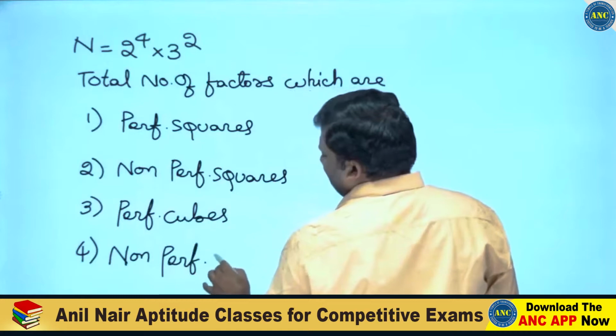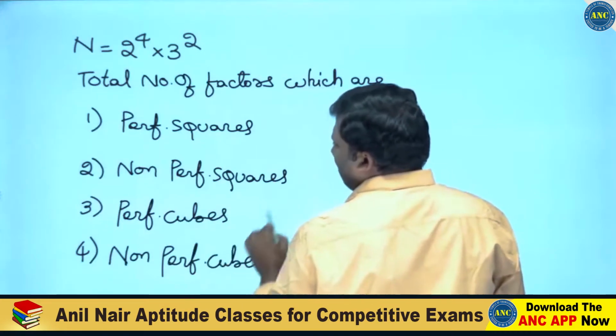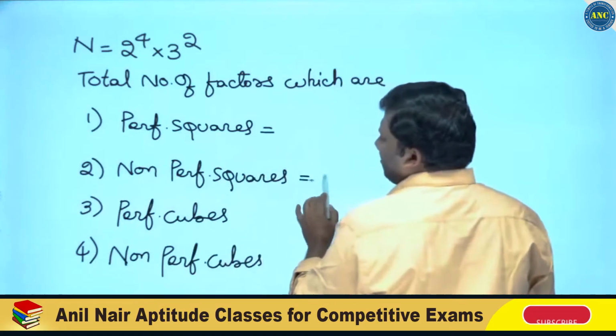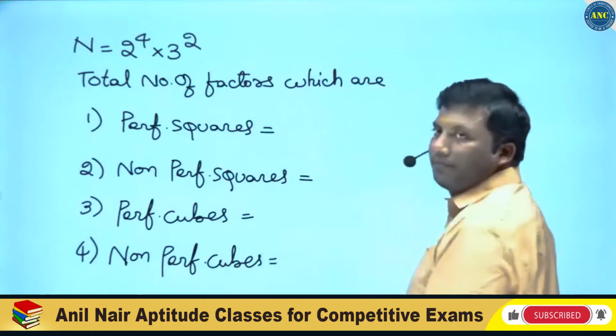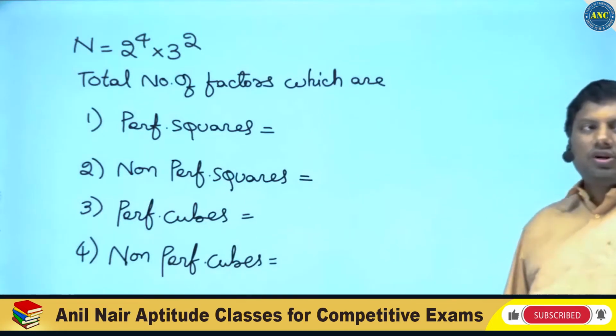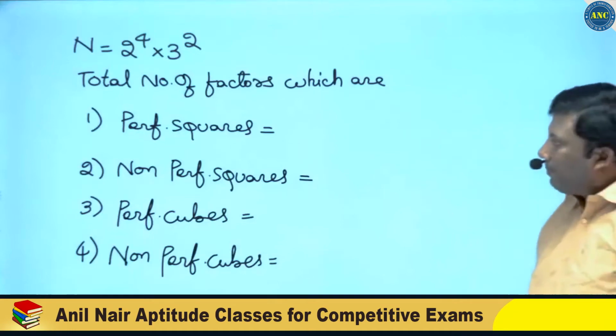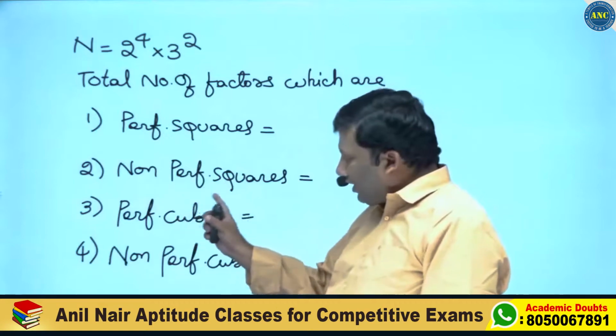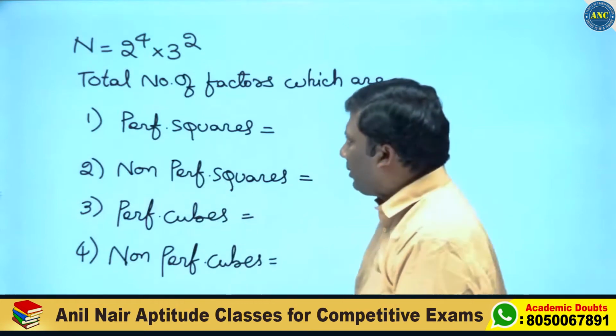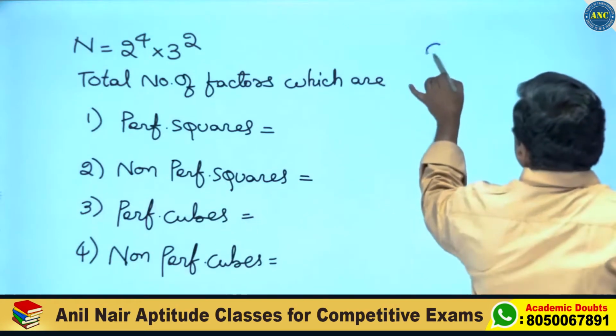Another variety which we will discuss. First 15-20 minutes, once the concepts are clear, then we can solve the problems very, very easily. Find the total number of factors which are perfect squares, non-perfect squares, perfect cubes and non-perfect cubes. Concept.